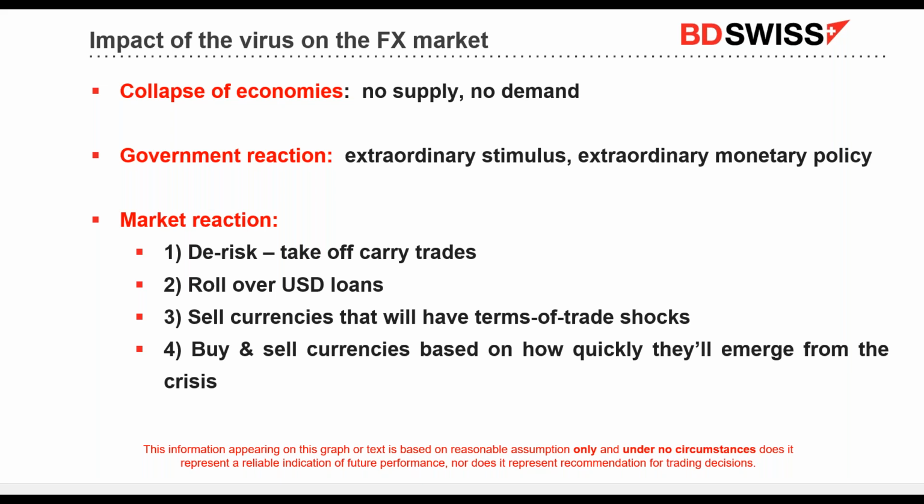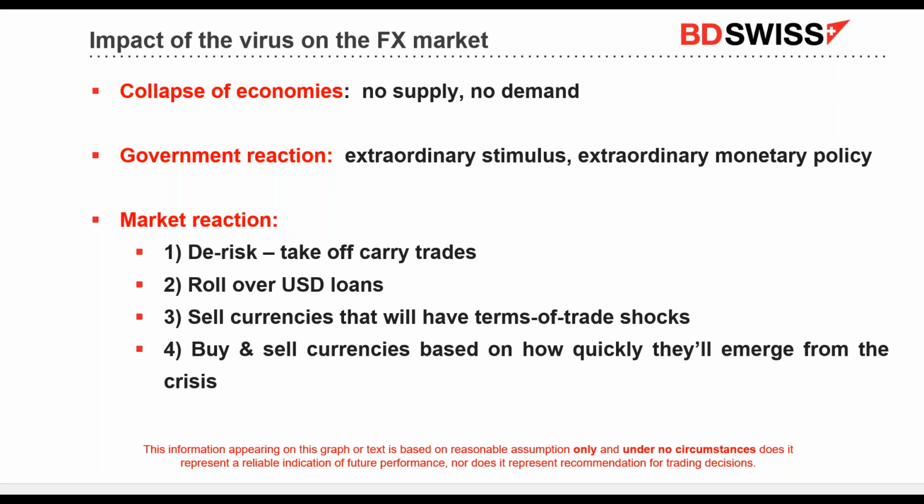The market reaction to these events has already progressed somewhat. The first step was taking risk off. In particular, a lot of people took their carry trades off. That's what caused the euro to appreciate at first. Then there was a rush to roll over dollar-denominated loans, which took a lot of people by surprise and pushed the dollar up substantially. Meanwhile, everyone has been selling currencies that are suffering from terms of trade shock. These are the commodity currencies that find the prices of their exports plunging.